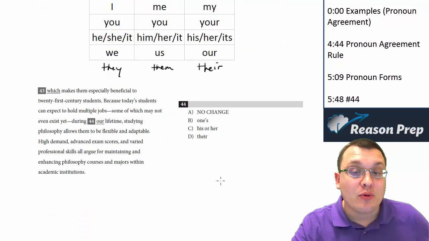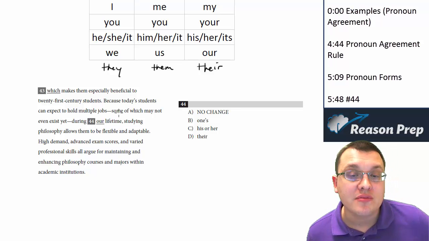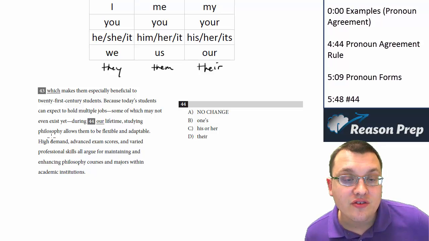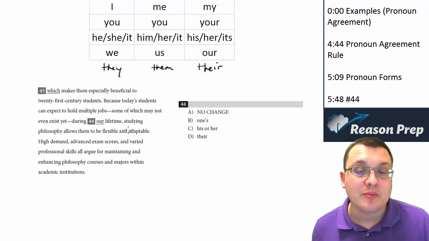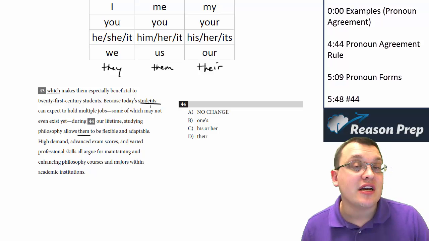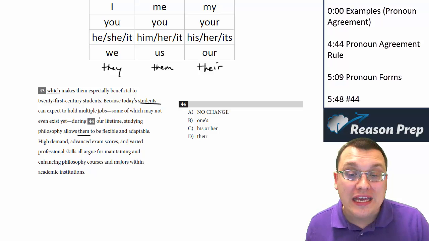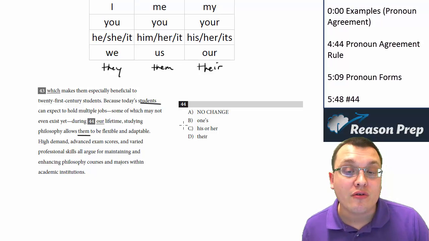Let's look at a sample question. Because today's students can expect to hold multiple jobs, some of which may not even exist yet, during our lifetime, studying philosophy allows them to be flexible and adaptable. This whole sentence, we can see with the word "them," we can see with the subject, the students, is talking about students, not about us, not about "we." So we're going to want a plural pronoun to refer to the students, and that's going to be choice D.